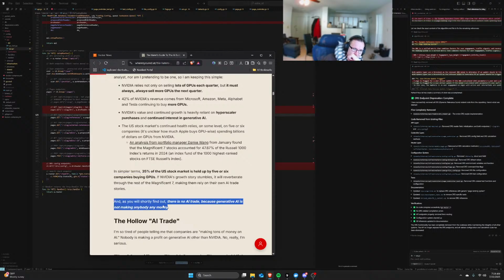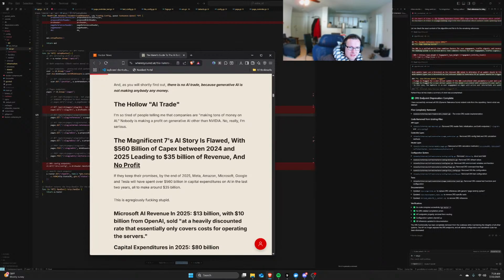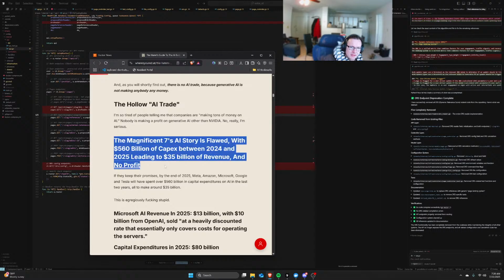There is no AI trade because generative AI is not making anybody money. The hollow AI trade. I'm so tired of people telling me they're going to make tons of money on AI. Nobody's making a profit on generative AI, other than Nvidia. And no, I'm being serious. Yep, so this is a big number here.